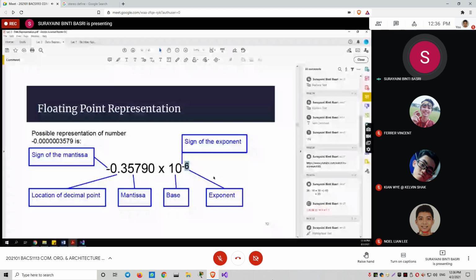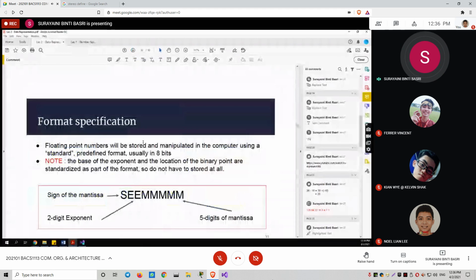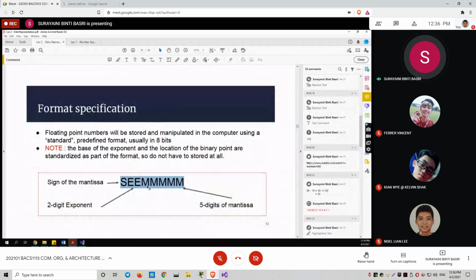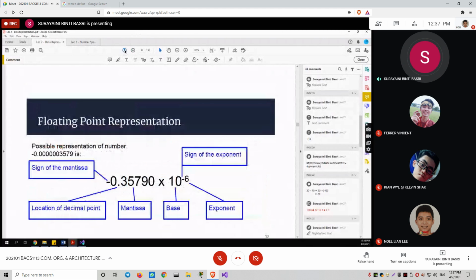So this is the format of how the exponential number is represented in the computer's format. The computer understands this format. This is the sign of the mantissa. This is the exponent number, which can be up to 2 digits. And this is the mantissa, the 5 digits of the mantissa.